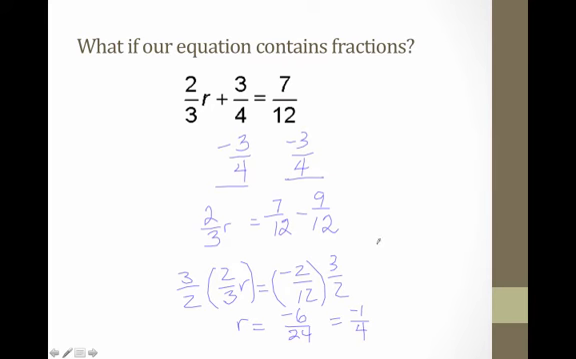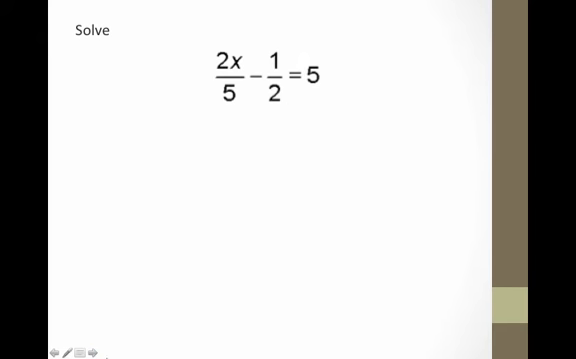2/3 times negative 1/4 is negative 2 over 12, plus 3/4 is 9 over 12. So are we going to get 7/12? Yes. All right. Okay, pause the tape, see what you got.